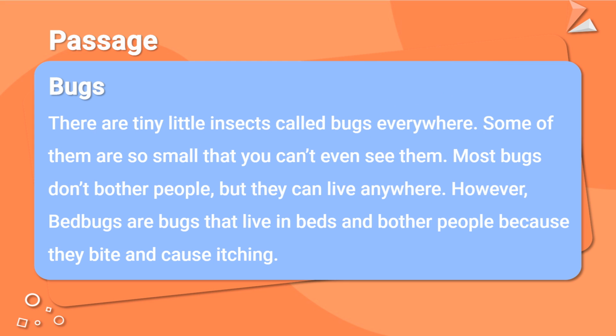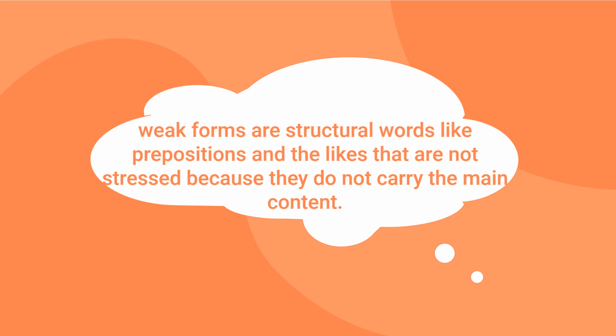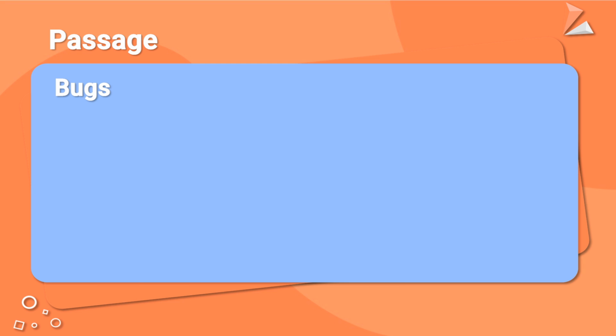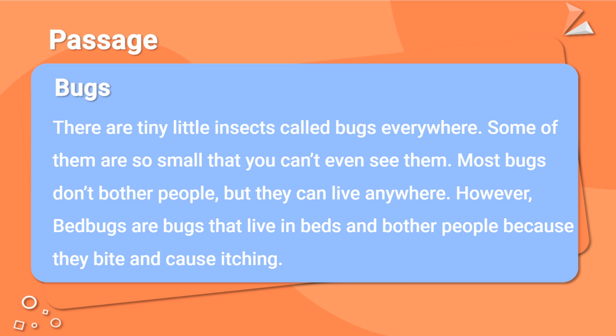Next, can you see any weak forms? Remember, we learned that weak forms are structural words like prepositions and the likes that are not stressed because they do not carry the main content. Now, can you recognize any weak form from this passage? Let's find some together. Don't you agree that the word are here and also the word in are examples of weak forms because they do not carry the main content? Well, that is right. They are good examples of weak forms.